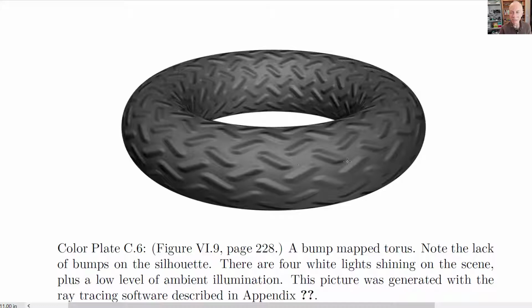One way to see this is if you look at the silhouette of the torus, like around the right side, around the bottom, you can see the silhouette is completely smooth. There are no bumps sticking out. And this indicates that the bumps are not geometrically present. They're just being rendered there using bump mapping. So now we'll return to the blackboard for some more mathematics.